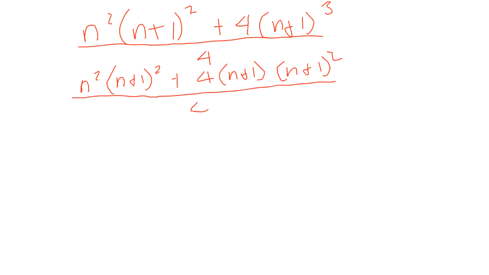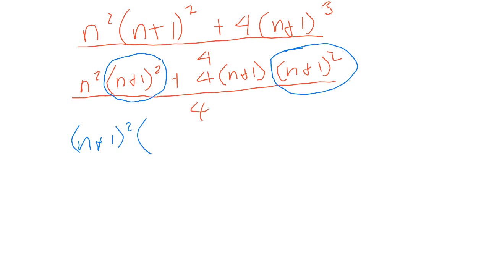So you can clearly see that I'm going to factor out this one and that one. So I'm going to take out n plus 1 squared. All that's left will be that n squared outside here, and that 4n plus 1 beside the next one. That's what I did. That's how we got that a while ago. Okay, so let me write that off.